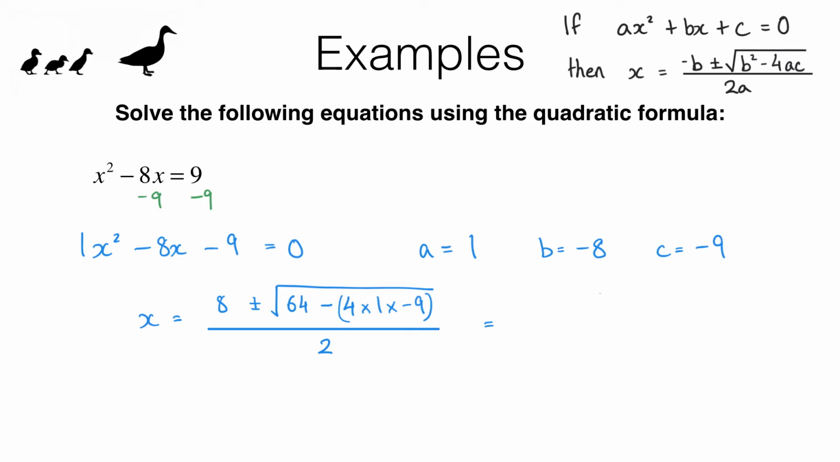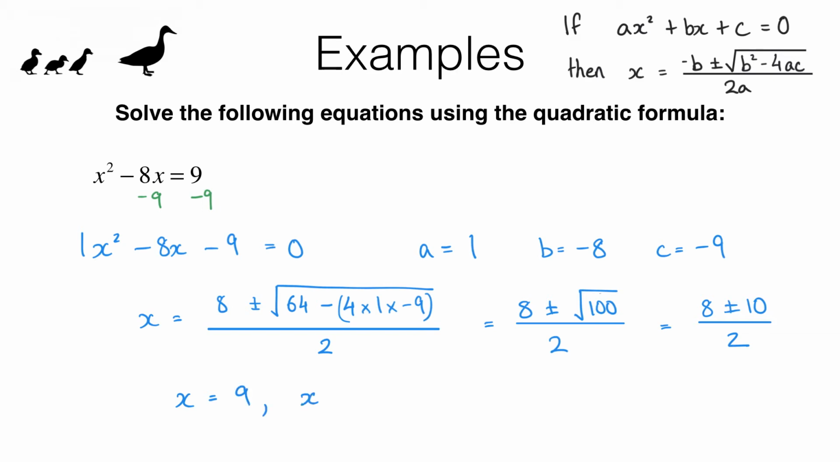So what we've really got here is 8 plus or minus the square root of 100, all over 2. Now, the square root of 100 is simply 10. So we have 8 plus or minus 10 over 2. This gives us two solutions. First of all, we have 8 plus 10 over 2. So 8 plus 10 is 18. Dividing that by 2 gives us 9.